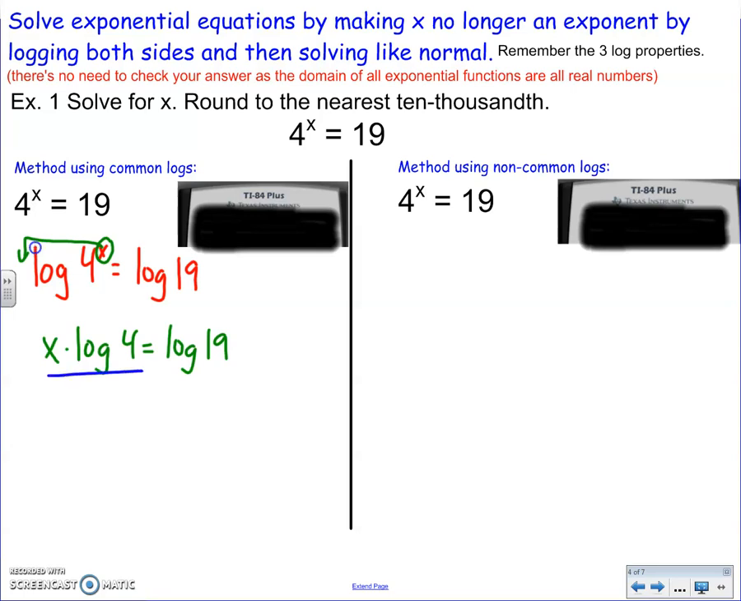You're going to divide both sides by log of 4. They just cancel out, and that's your final answer. Exact answer is x equals log of 19 over log of 4.